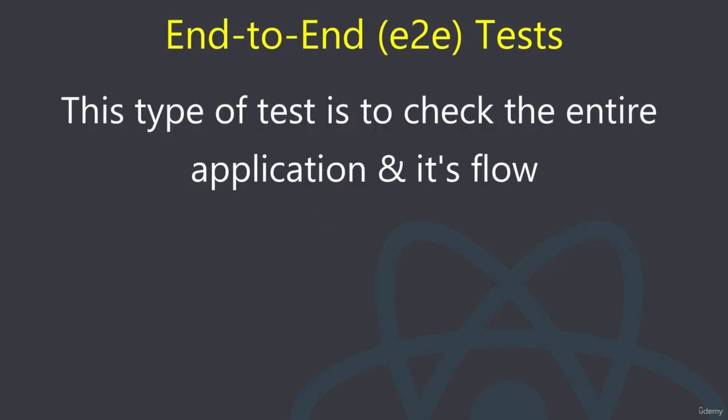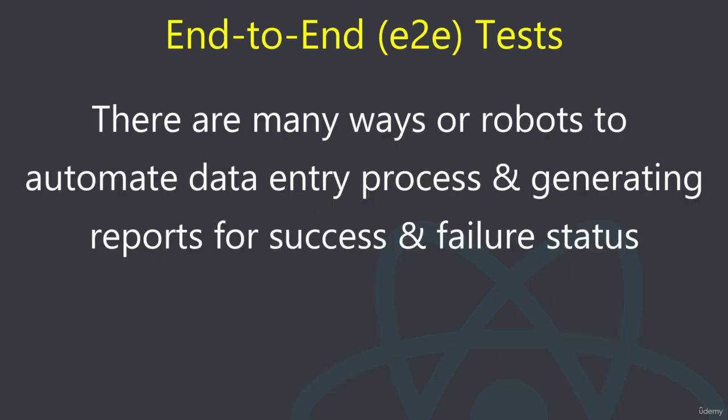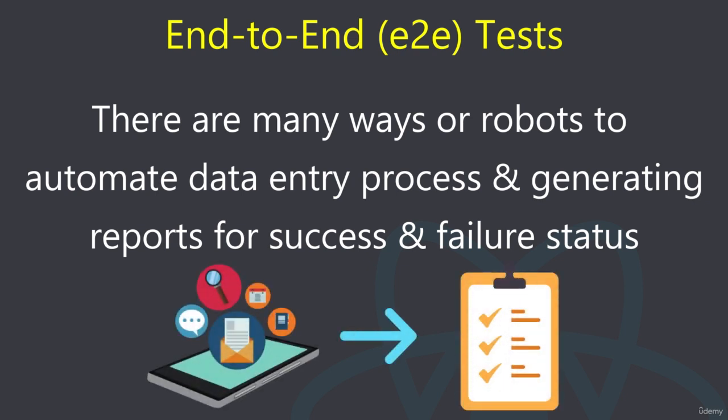This type of test is to check the entire application and its flow. It's almost like the way an end user deals with or uses the application. That's the same way the test is performed on the application. There are many ways or robots to automate the data entry process, and they also generate reports for success and failure status. So this is just a basic idea about types of tests.